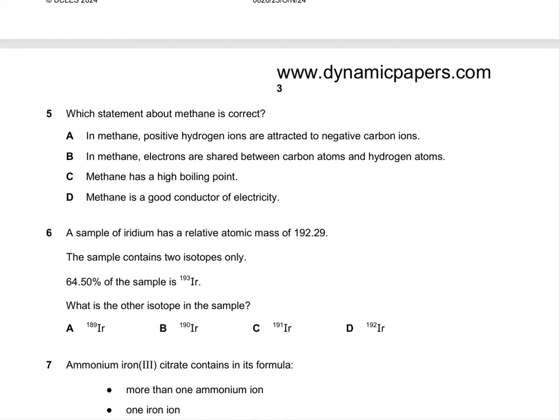Which statement about methane is correct? Methane is an alkane. It has one carbon and it's an alkane, so its general formula is CnH2n+2, so it's written as CH4. It's a hydrocarbon. It contains nonmetals, so it's a covalent compound.